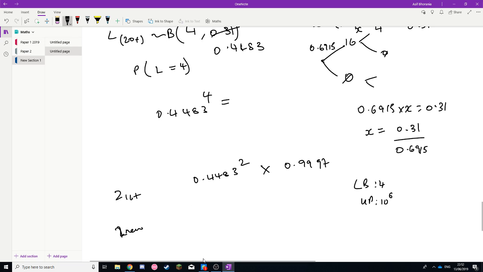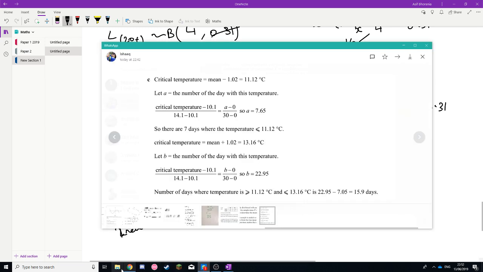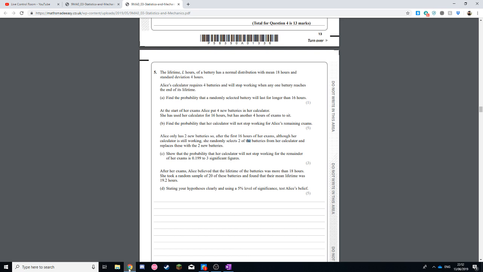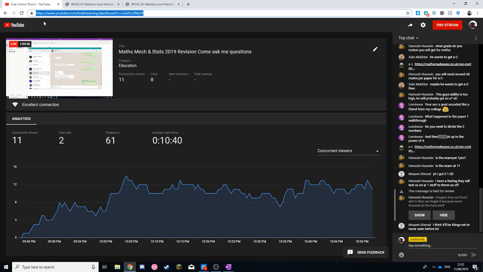No, it's not. Or if I do 0.4483 squared times 0.9997, maybe that would work. Let me see. 0.4483 squared times 0.9997. No. Maybe I shouldn't have rounded. Let me see. Anyone have anything to say? Or should I just look at the mark scheme?